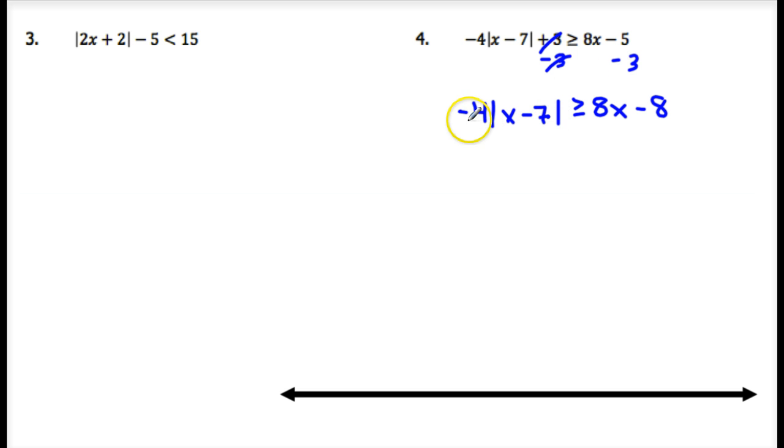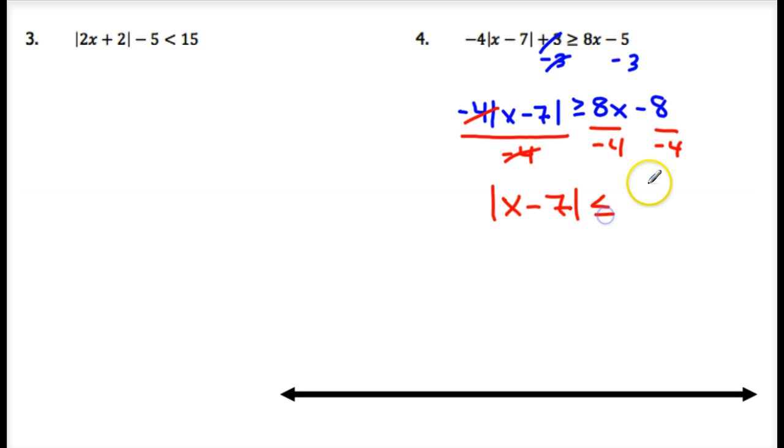And then I can divide both sides by negative 4. Remember to divide every term by negative 4, so on the left side and then here and here on the right side. That's going to give me the absolute value of x minus 7. And then I'm dividing both sides by a negative, so I need to flip my inequality sign here to a less than or equal to. So this becomes a less than or equal to negative 2x plus 2. So be really careful with your signs here when you're doing this. Less than or equal to negative 2x plus 2.